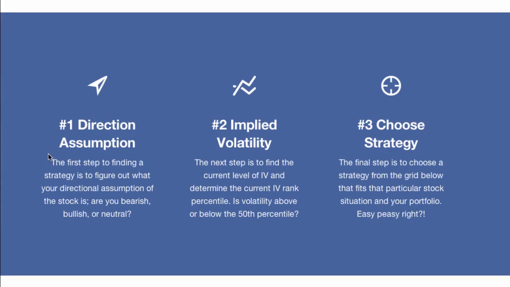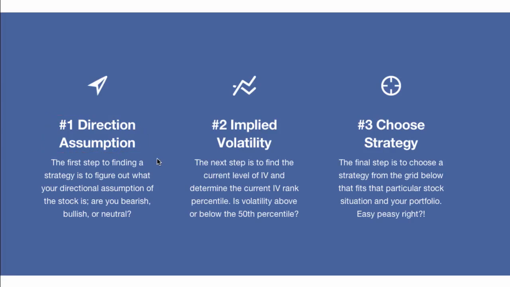So the first thing we want to do is make a directional assumption on a stock. And again, it doesn't matter what your directional assumption is. Are you bullish, bearish, neutral, whatever the case is, no bearing on what strategy you choose at the end of the day. Just pick something. Are you bullish, bearish, or neutral? So in Oracle, we'll show you guys the chart here in a little bit, but we were actually bearish in Oracle just because of the chart setup. Again, it really doesn't matter.